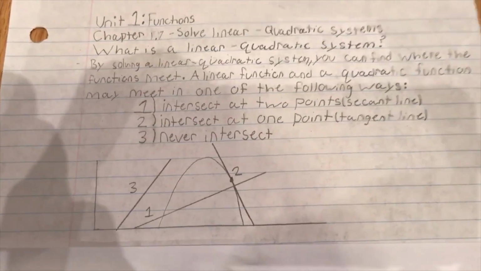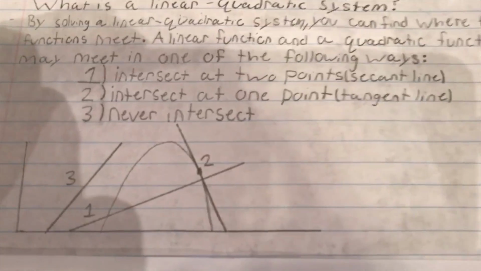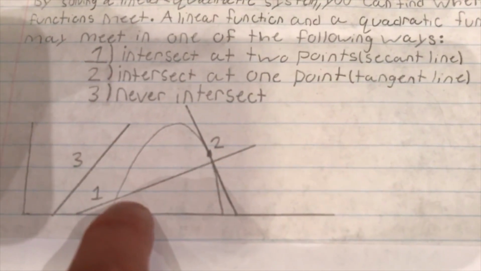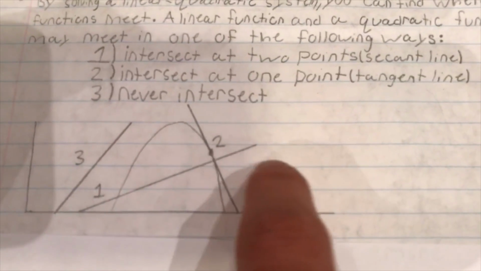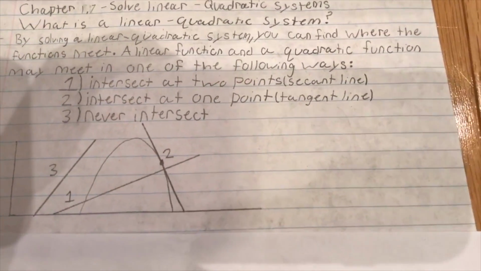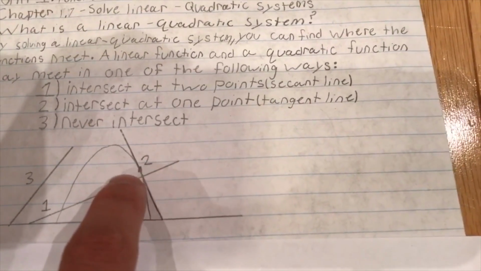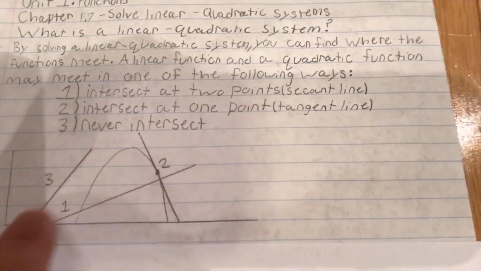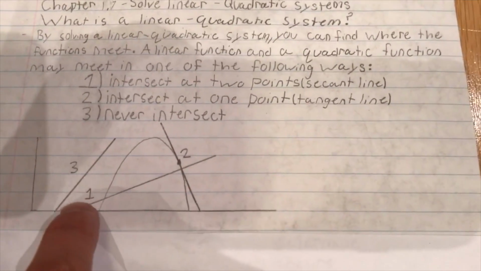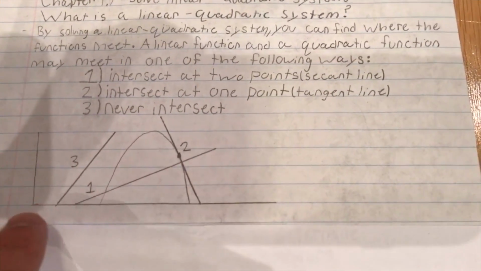quadratic linear system. So the first situation is intersect at 2 points. So here you see the linear line, it intersects the parabola at 2 points here and here. The second situation is intersect at 1 point, and this linear line here intersects the parabola at 1 point. And the third situation is it never intersects, so here is the third linear line which never intersects the parabola.